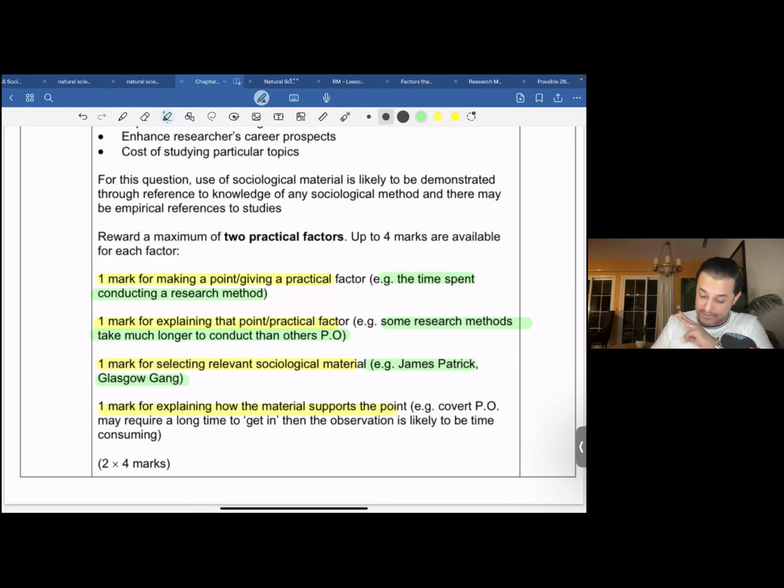And the fourth mark is for linking the sociological material that you provided to the question, right? The sociological material that you provide should always be linked to the question, else you would not get this fourth mark. For you to be able to get this fourth mark, whatever sociological material you pick, you eventually link it back to the question. So the fourth point over here, for example, is that covert participant observation may require a long time to get in, then the observation is likely to be time consuming. So this is what you do to gain 4 marks.